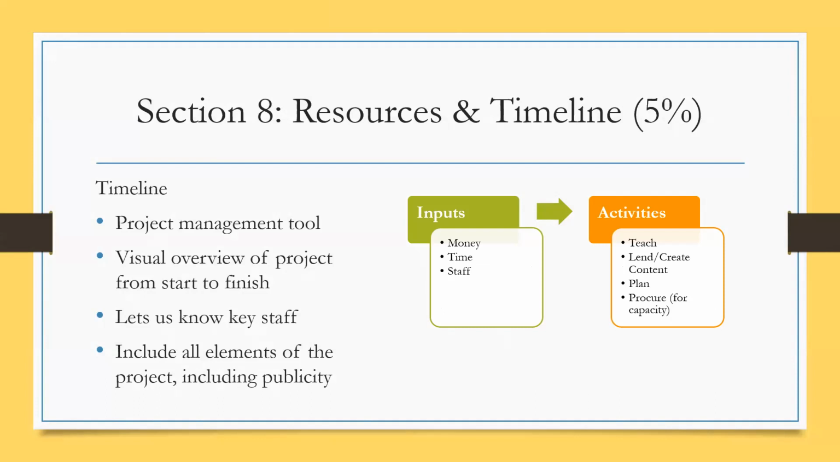Resources and timeline are 5% of your score. The resources, I didn't know what to call it. We called it resources, but it's basically the staff. It's the staff and your partners, things that you are doing to make this project successful.